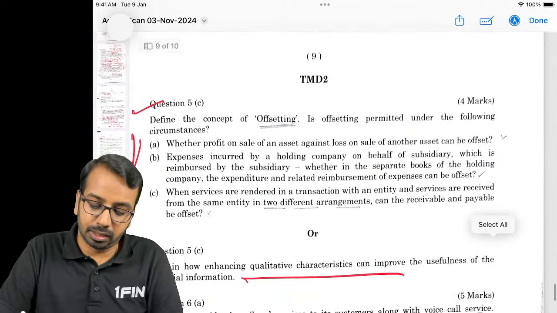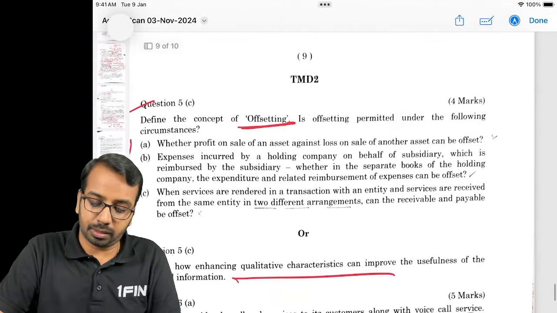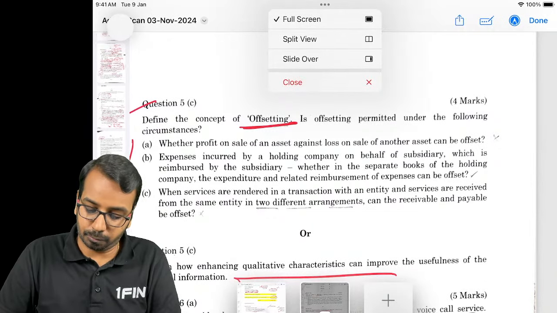Okay. Then offsetting. So let us see the offsetting thing in the solution.